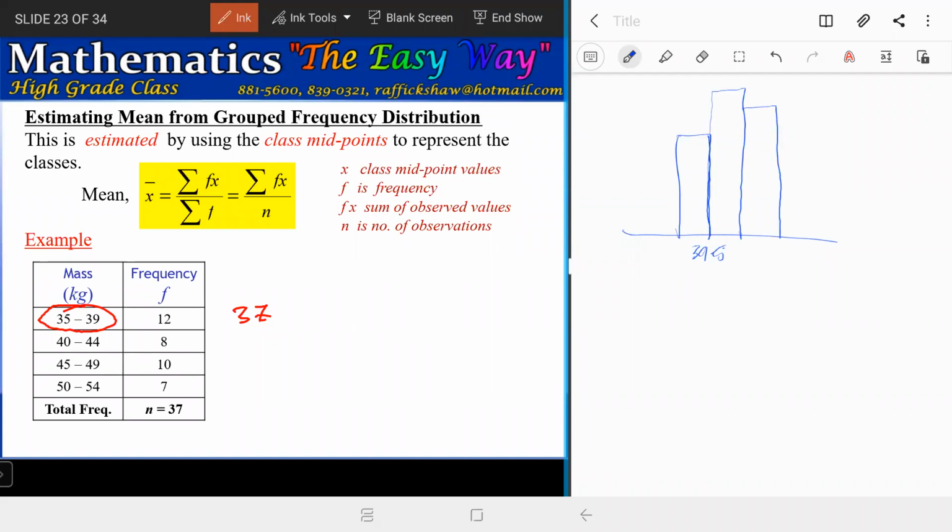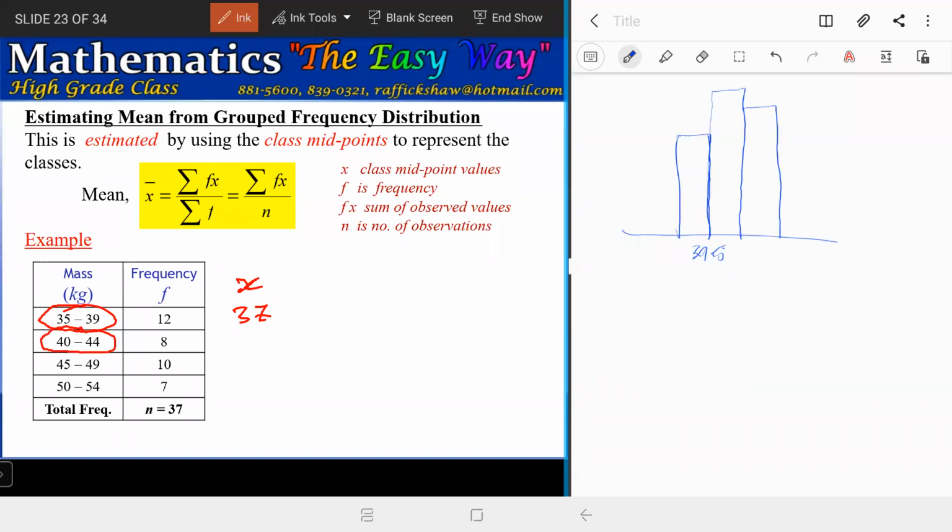So we're using the midpoint value as our mass value, because we can't use a group value as a mass value. We want a mass value to use in order to calculate what the total mass of all 37 bars is. Understand that so far? Yes, sir. And then for the second group, we say, okay, this takes mass from 40 to 44.